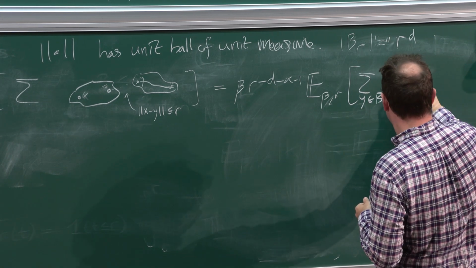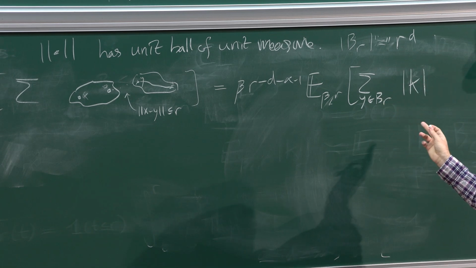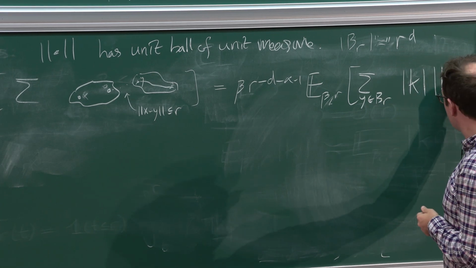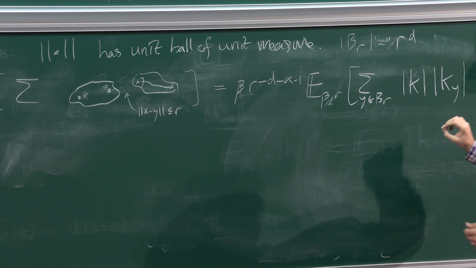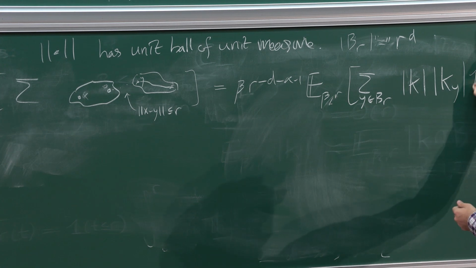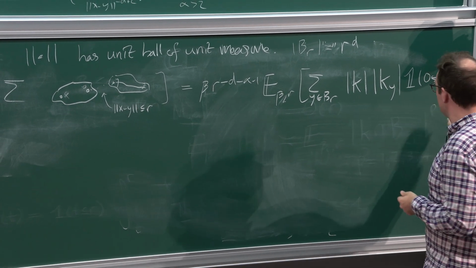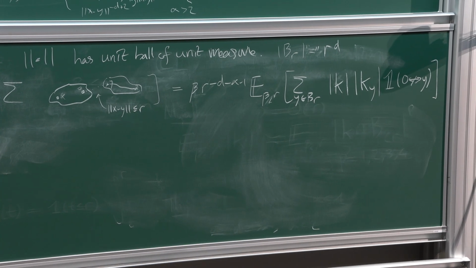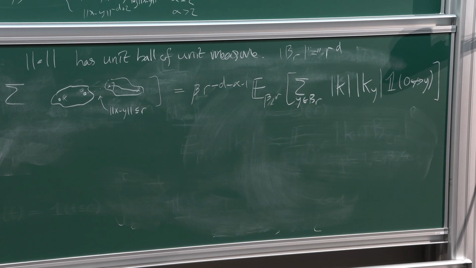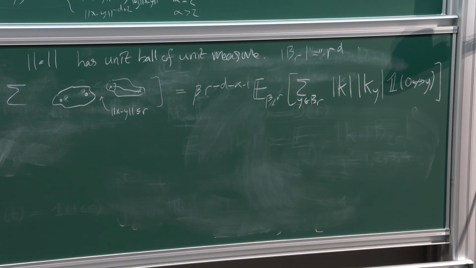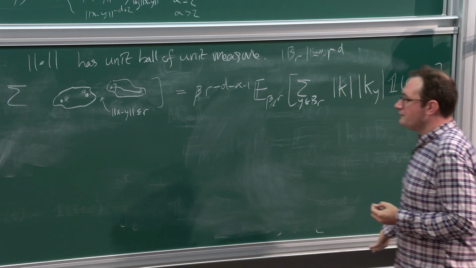Okay, and what do we get? We get the size of the cluster at the origin, k sub 0, times the size of the cluster of y, k sub y, times the indicator that they are in distinct clusters. This is just an exact formula for the derivative coming from Russo's formula after some manipulations.